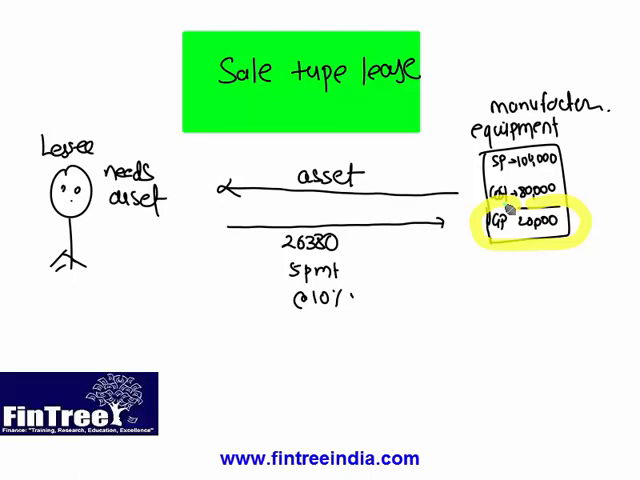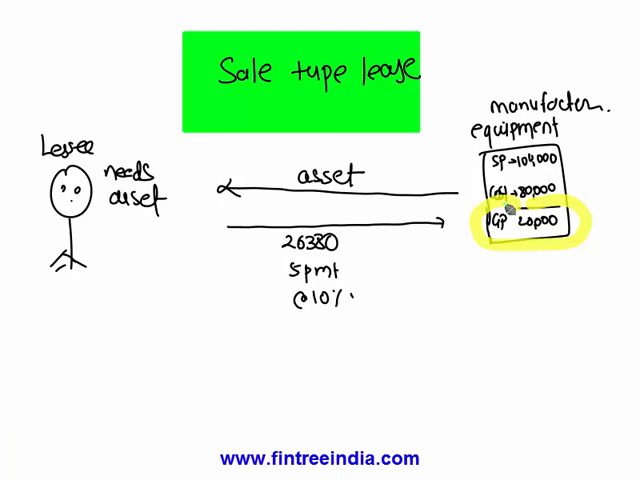The question is asked, when we buy a car from a dealer, is it a sale type lease? The answer is no, because you use the word buy. When you buy the car, it's not a lease anymore. When you lease the car, then we will have to decide what type of lease it is. Are we fine here?